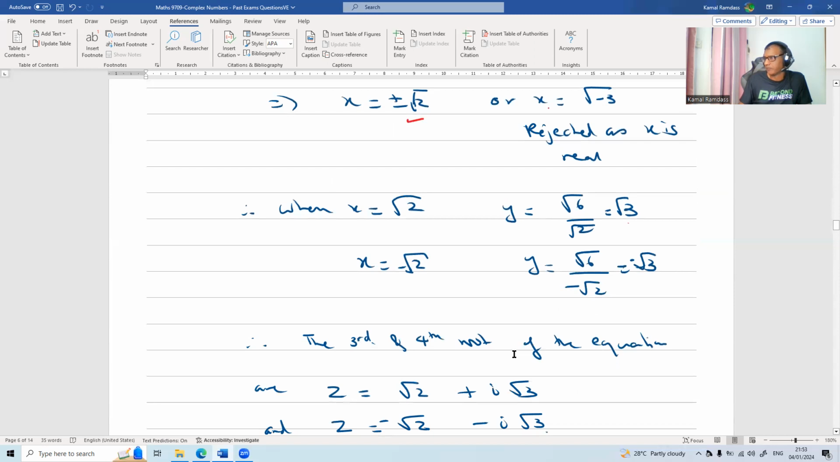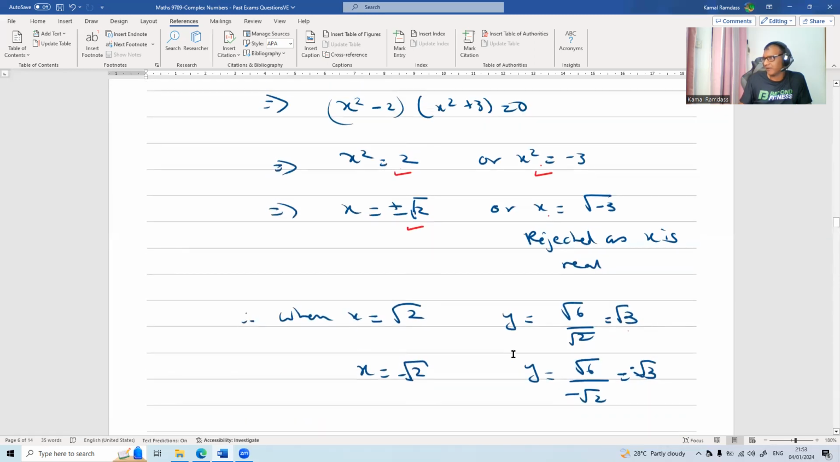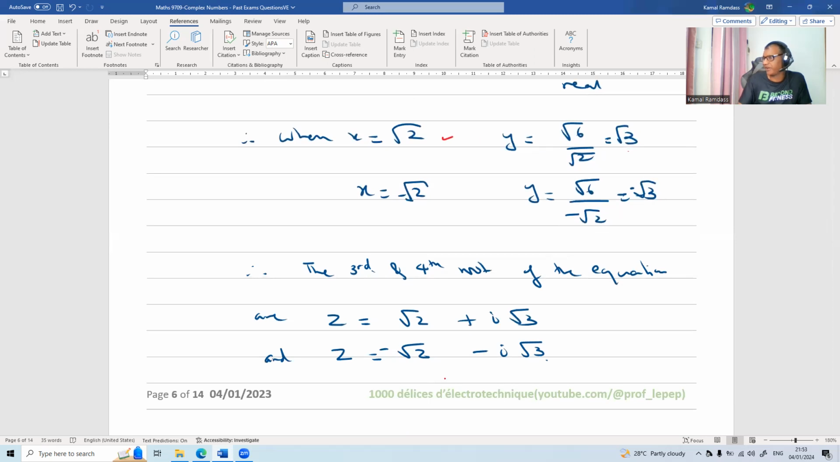Bon. Maintenant, on arrive là. Rejected, ça veut dire when x is equal to √2, y is equal to √6 over x, on get √3. When x is equal to −√2, y is equal to √6 over −√2, we get −√3. Finally, we get the third and fourth root of the equation: √2 + i√3 and −√2 − i√3.